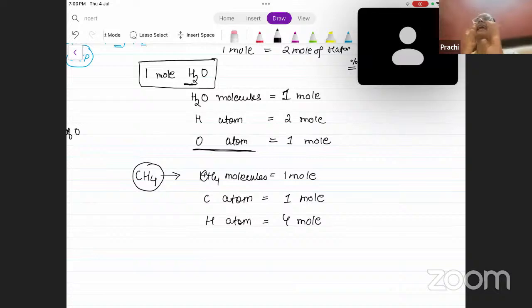So if you are given any molecule, they can ask you anything. It's not just that they'll ask you the conversion. Sometimes you may get questions related to the number of moles of an atom in so many grams of a compound. So you should be able to know that. Whenever you are looking at any compound or molecule, whatever is the atomicity of the particular element will be the number of moles.